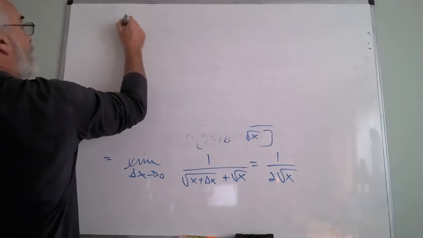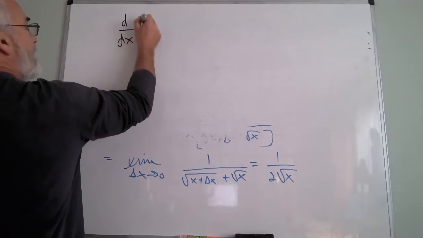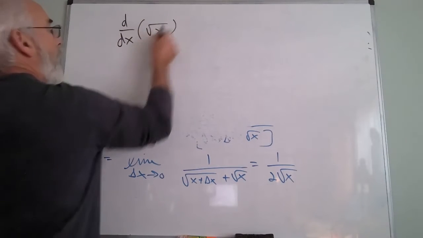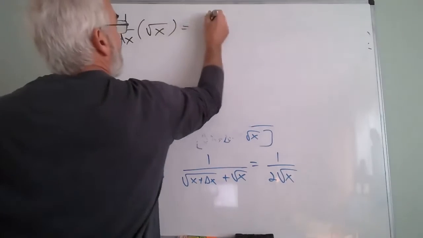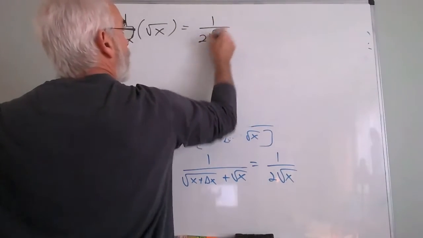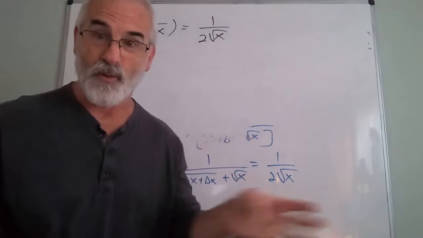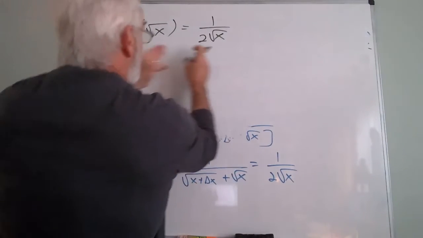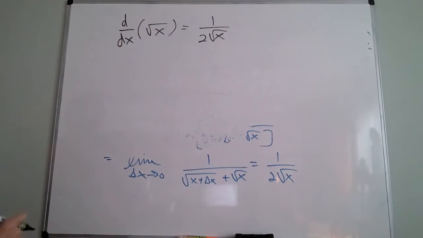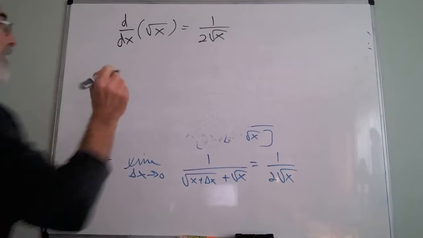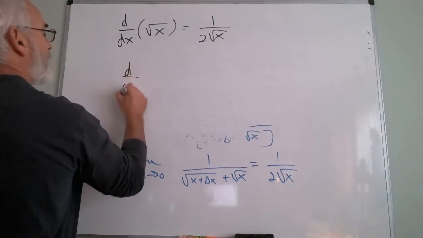Here's what we just now said. We just said d dx of the square root function equals this. This is formally what we just said. That's our conclusion, right? We did all the work already. This was the question. This is the answer. And we needed to do the definition of the derivative. What if I asked you to do something like this?